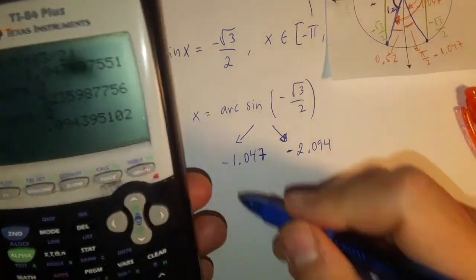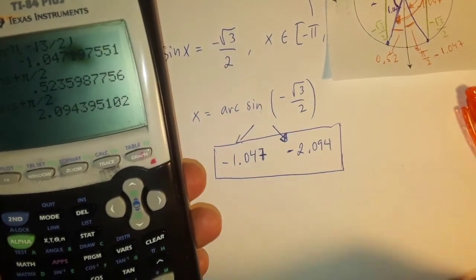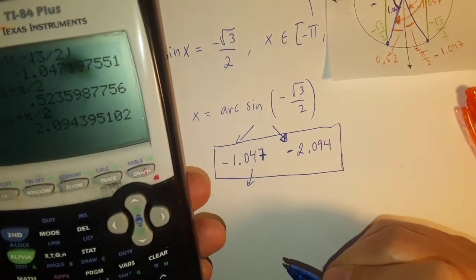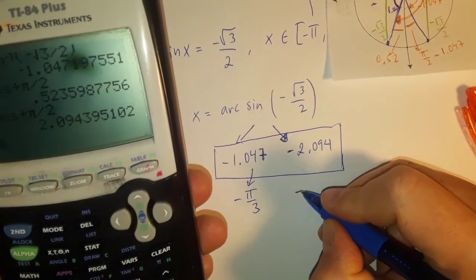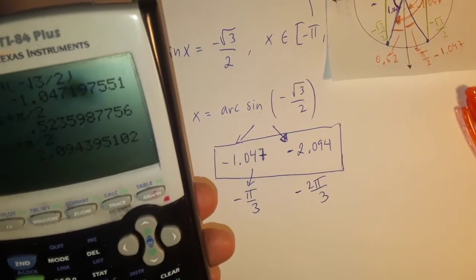Okay, so these are the two solutions for this problem. Again, we can express this as a fraction. This will be negative pi over 3, and this will be negative 2 pi over 3, and we can actually check that it's the same thing.